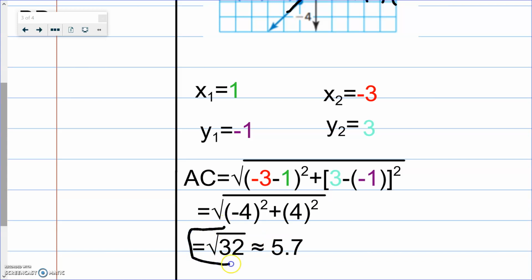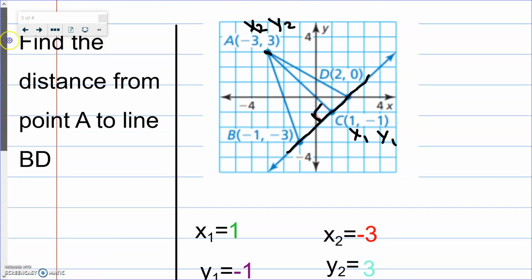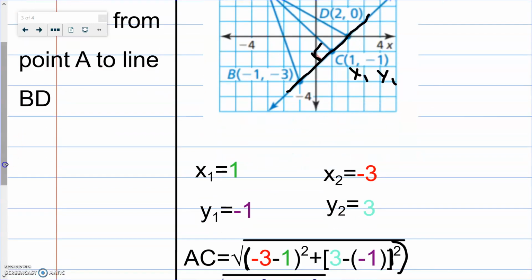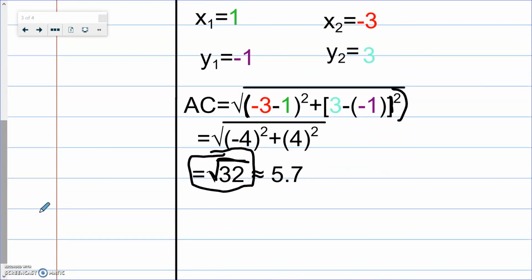If you give me the square root of 32, I will take that if you just want to leave it like that and not the decimal. So you can type all this in underneath the square root symbol into your calculator, and it'll do all of that for you. So you can just get the square root of 32. Once again, key points are to label x1, y1, x2, y2, and then substitute them back into the formula to give me a numerical value for the distance from A to C.